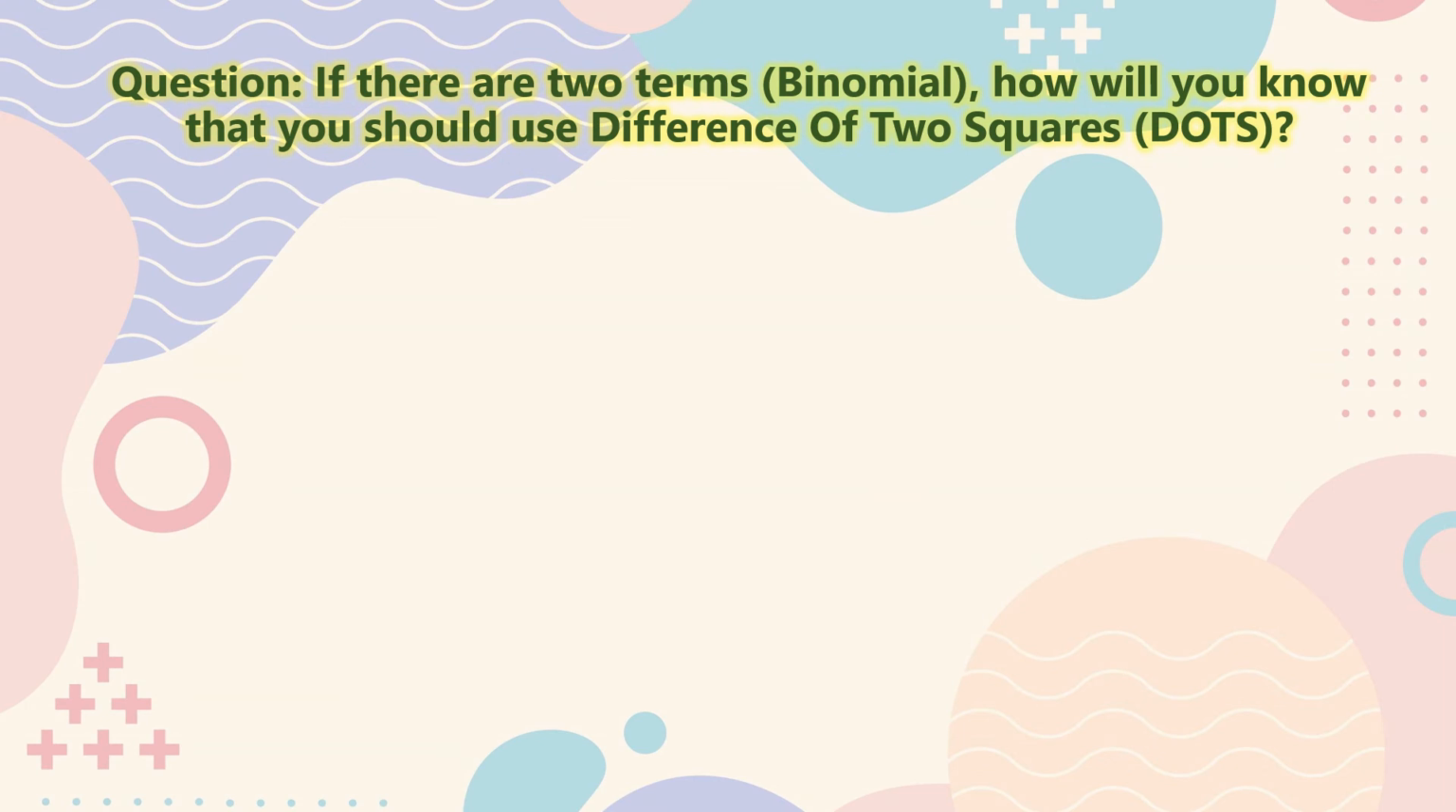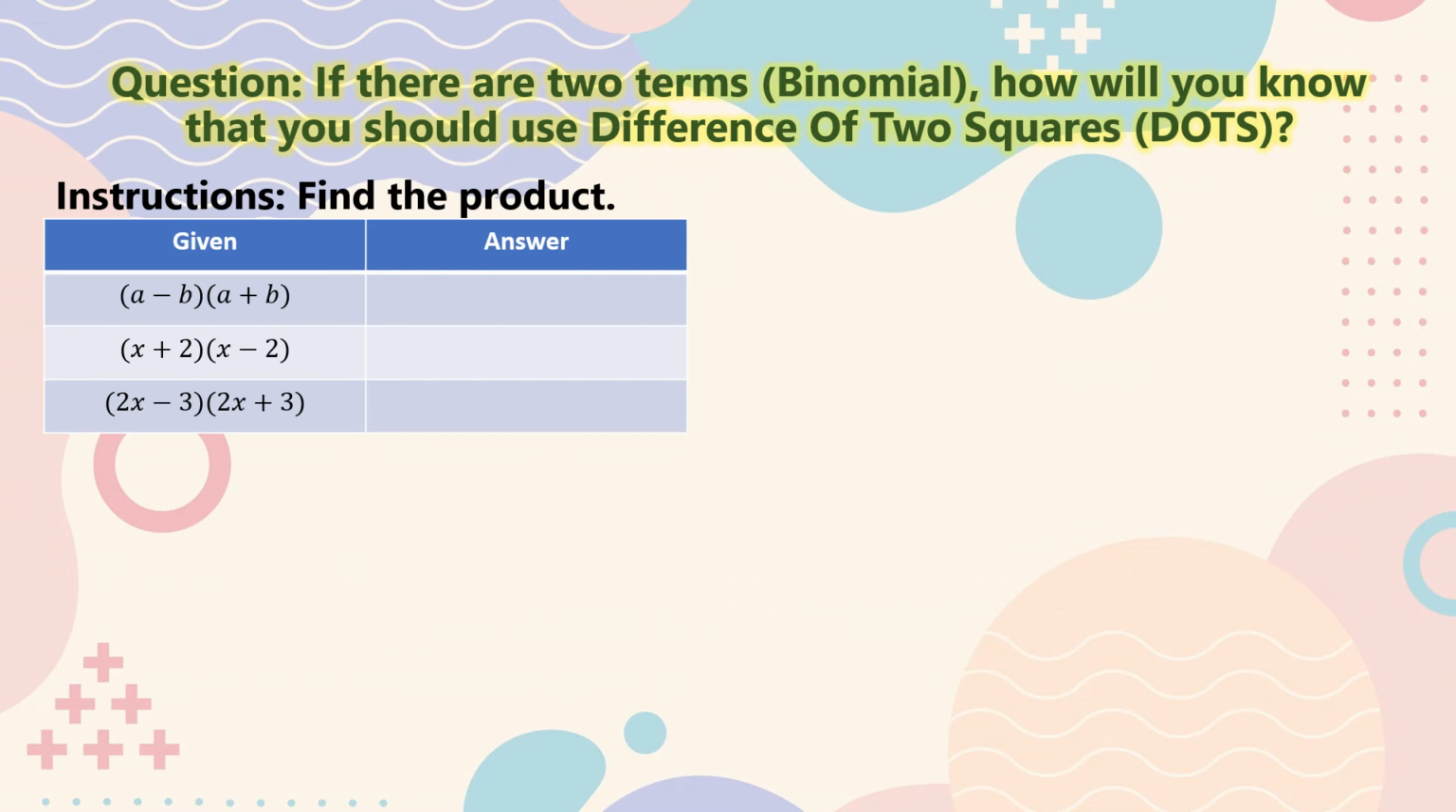DOTS means difference of two squares. But the question is, how will you know that you should use DOTS as a method? Look at the following examples. We are asked to find the product of a minus b times a plus b, x plus 2 times x minus 2, and 2x minus 3 times 2x plus 3. I want you to pause the video and try to answer the three given here. Find the product.